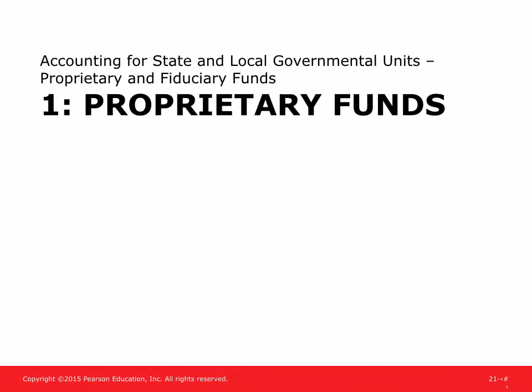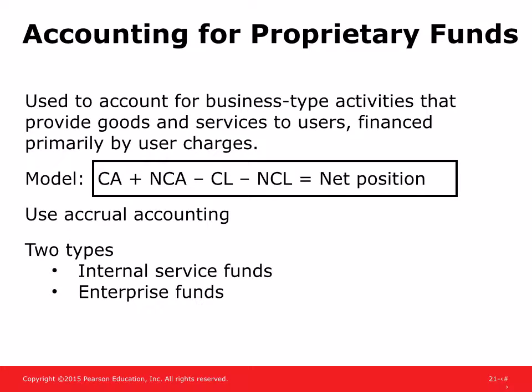And first we're going to talk about accounting for proprietary funds. And if you remember, the proprietary funds are going to be basically the business type activities that a government does. So these are going to be the funds or the parts of the government that most closely mirror or reflect the type of accounting that's done for non-governmental, just normal business type entities. So we're going to be using accrual accounting.